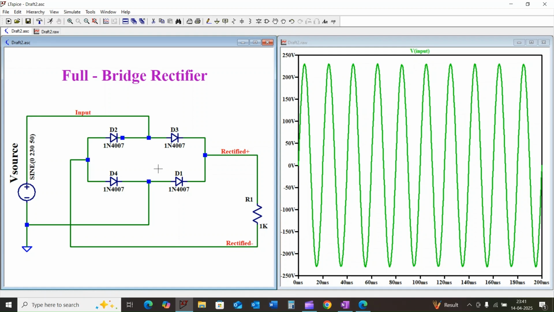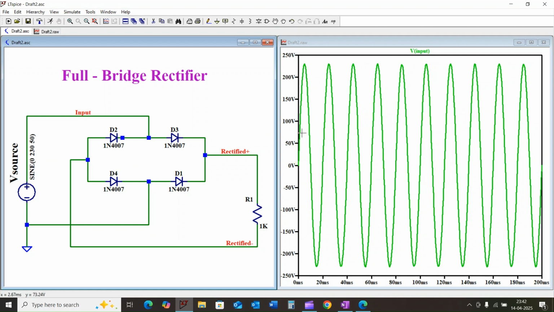These are our diodes. Remember, diodes are like one-way streets for electricity. They only allow current to flow in one direction, and in the current circuit, we are using diodes with the part number 1N4007. Now, watch closely as we simulate this.